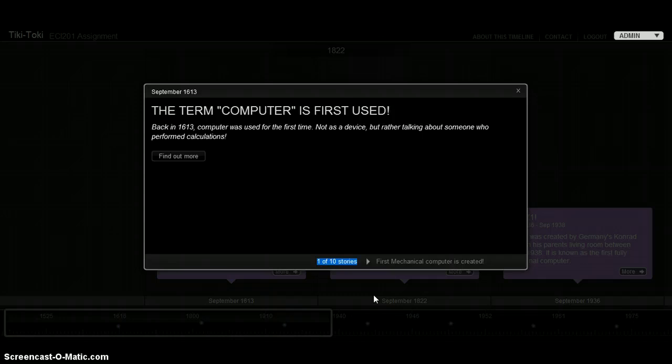We're going to start our journey back in 1613, where the term computer was actually first used, and it wasn't necessarily used to speak about a device because obviously the technology back then wasn't as advanced as it is today, but they rather called people computers who could actually perform calculations. So if you could do the math, I guess you're basically a computer. So we must have a lot of computers here at NC State.